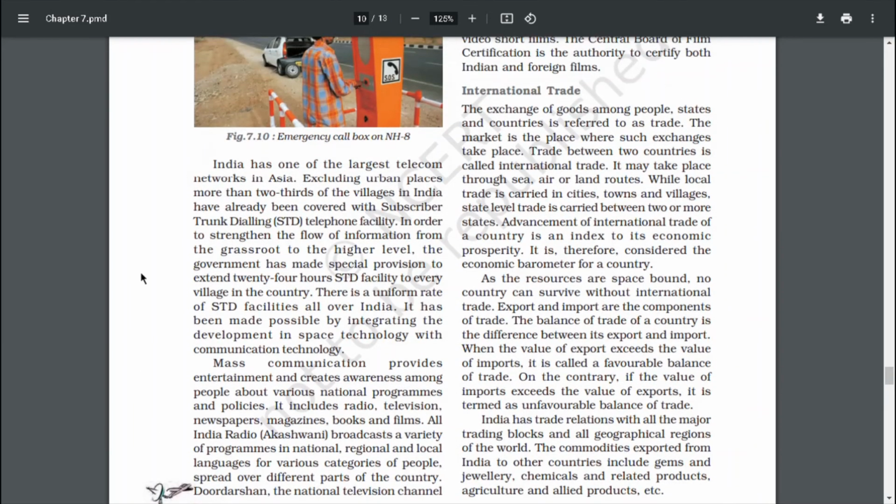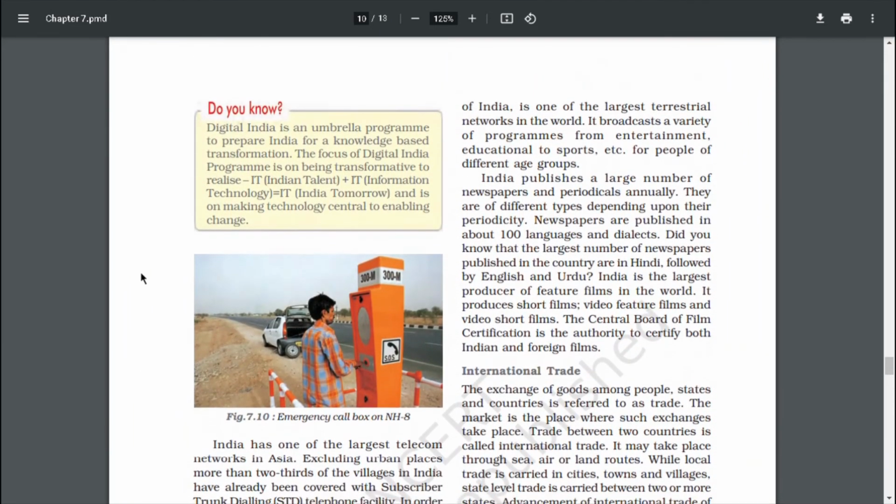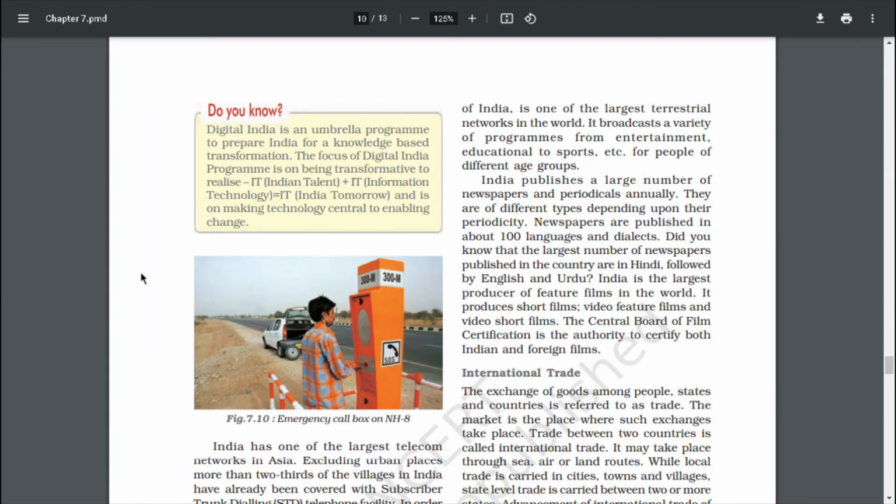Doordarshan, the national television channel of India, is one of the largest terrestrial networks in the world. It broadcasts a variety of programs from entertainment, educational to sports, etc. for people of different age groups.